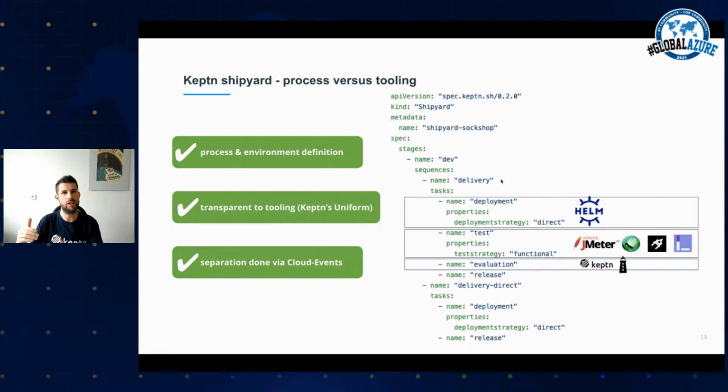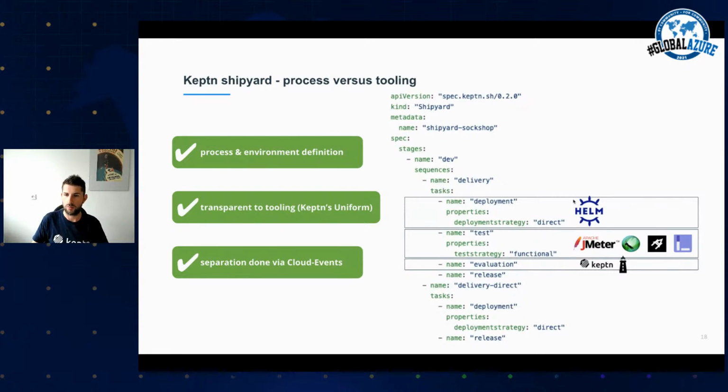So what has to be done to deliver a new version of a microservice into this stage? First there goes a deployment, then a test, an evaluation, and a release. And I could also define this here as different deployment strategies. I do not define the tooling directly in this file, but I have the tooling defined in another concept, which we call the Keptn's uniform.